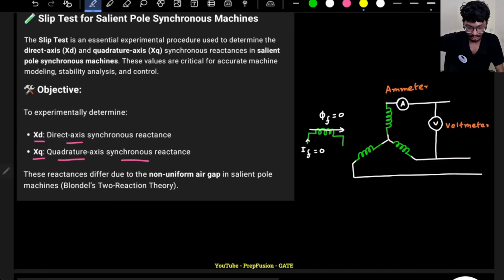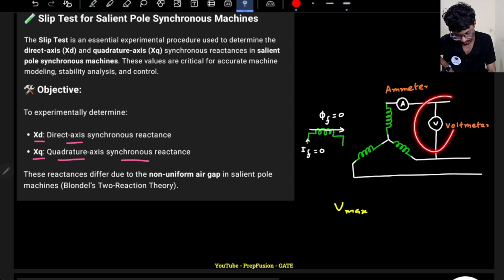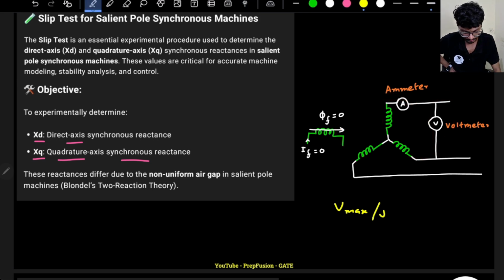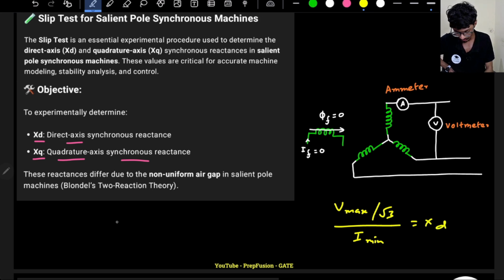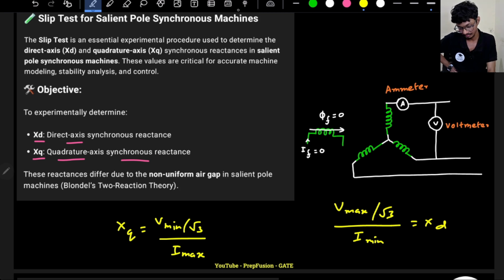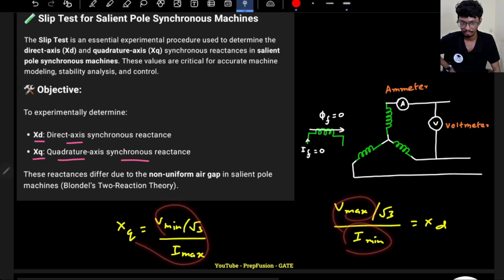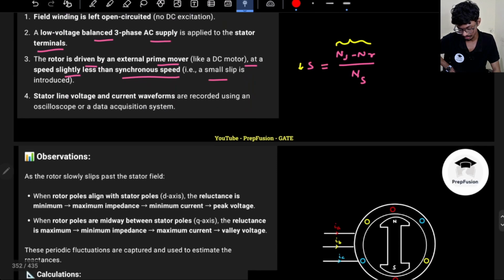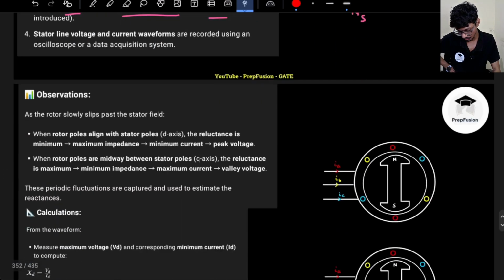I will see the graph, and from the graph, wherever I see that my voltage is maximum, V maximum, and of course it is line voltage, it is star connected, so it will be V maximum by root 3 divided by the minimum current, that will be my XD, from the graph. And from the same graph, the minimum voltage and the maximum current will give me XQ. This is the minimum voltage and maximum current, this is the maximum voltage and minimum current. So that is how we will do it.